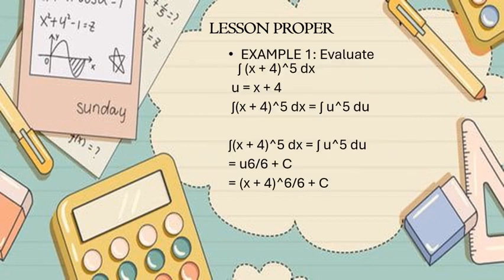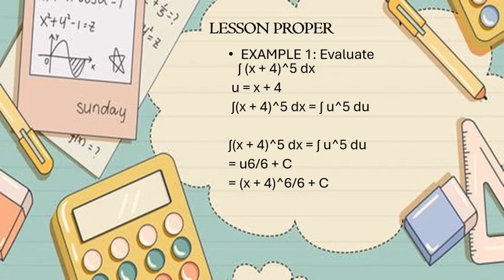So to start, we will have our first example: evaluate the integral of (x + 4)^5 dx. Notice that the integrand is in the fifth power of the expression x + 4. To solve this problem, we make a substitution. We let u = x + 4. The point of doing this is to change the integrand into a much simpler u^5.